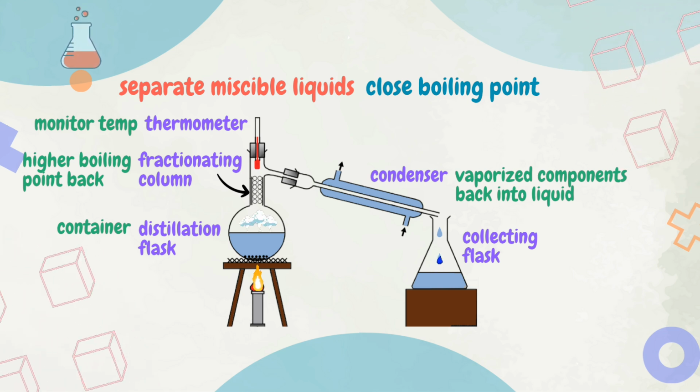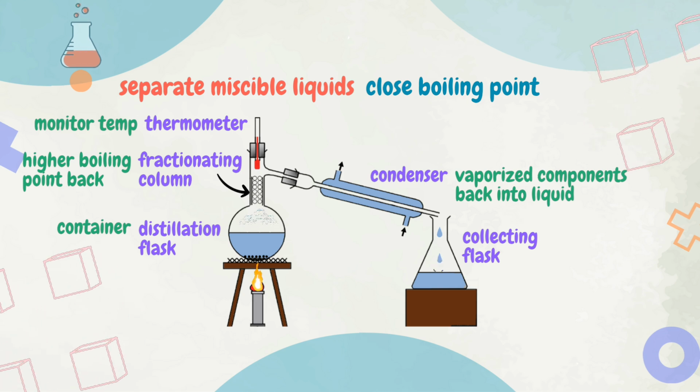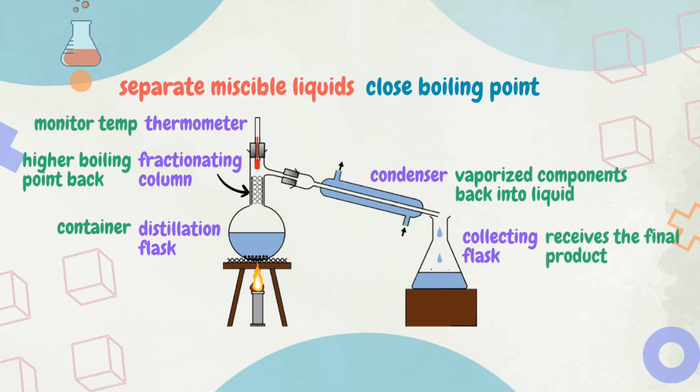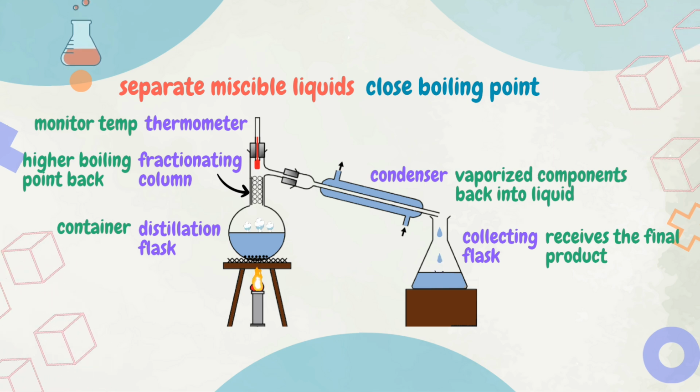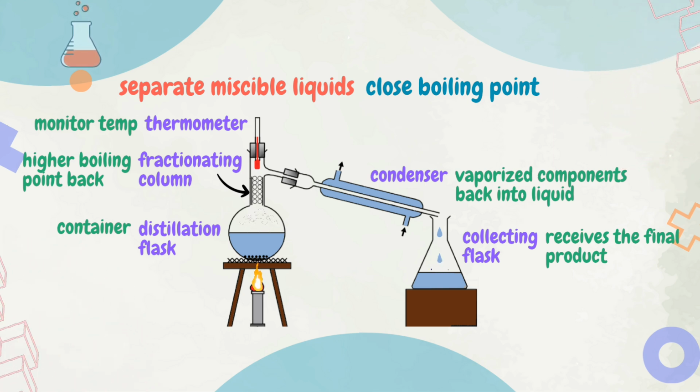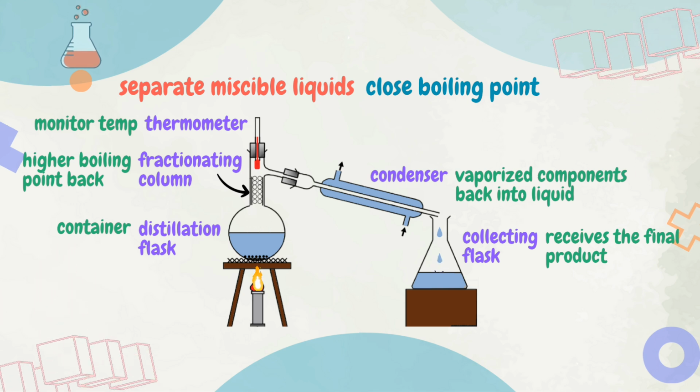Collecting flask, the treasure chest holding the final product. The collecting flask receives the final product. The composition of each fraction can be analyzed to determine its purity. This is especially important in industries like pharmaceuticals, where pure substances are crucial for manufacturing drugs.